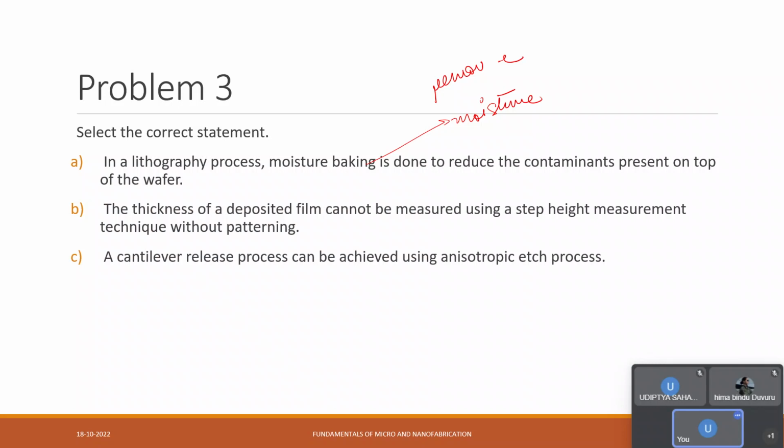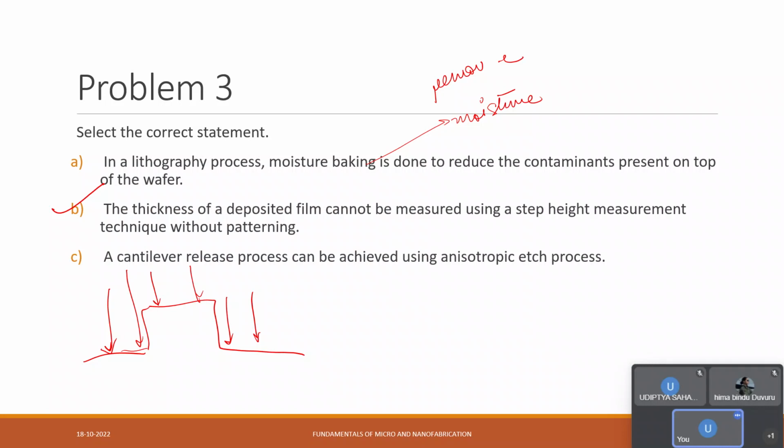Okay, so B: the thickness of a deposited film cannot be measured using step height measurement without patterning. Essentially, if the film has not been patterned, you will not get this step height, and you can't move the stylus to get the differences in step height. So this is a correct statement. Without patterning, we can't get this.